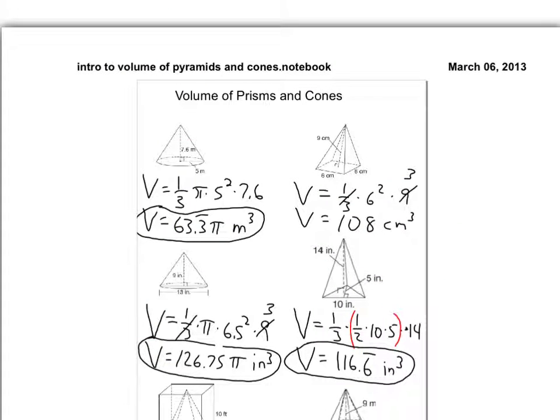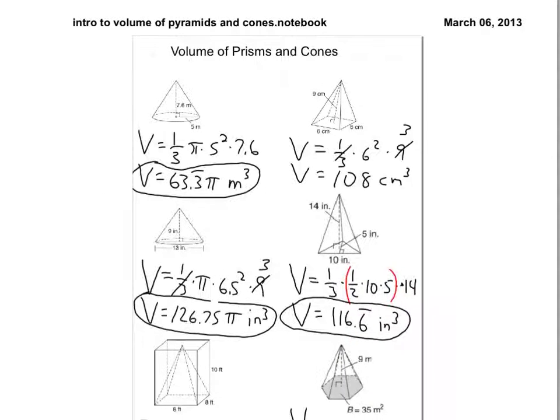So here I have a cone, and remember your formula is volume equals 1/3 area of the base times the height. We're going to be sticking with that all the way through here. This part of it is the B right here. And notice that my radius is 5 centimeters.